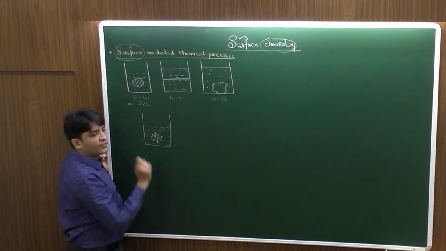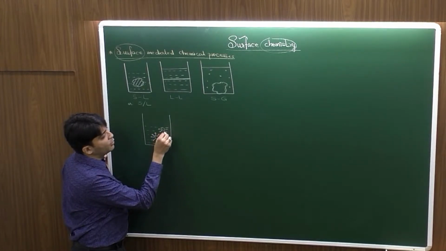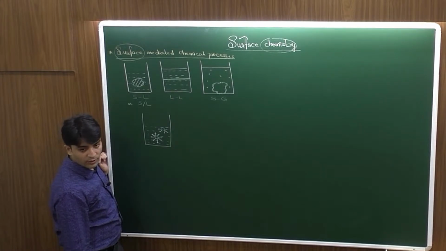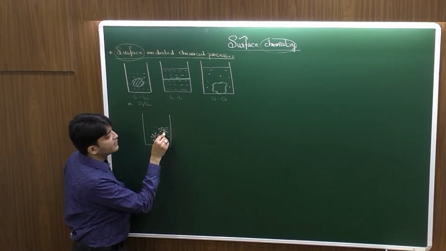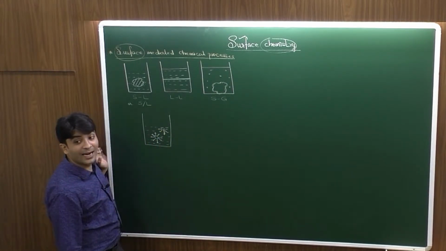But if I talk about a surface molecule, it is attracted by the molecules to the side and below it, but there are no molecules above the surface molecule. So there is a net force which is acting downward in this case, and I can say the forces of attraction are remaining unbalanced.